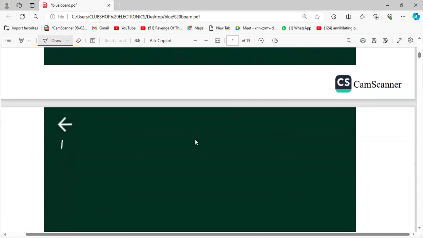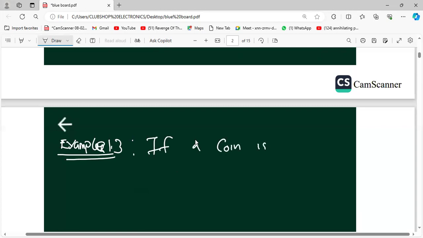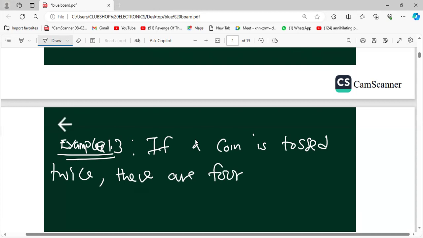If you look at example 1.7, if a coin is tossed twice, there are four possible outcomes.